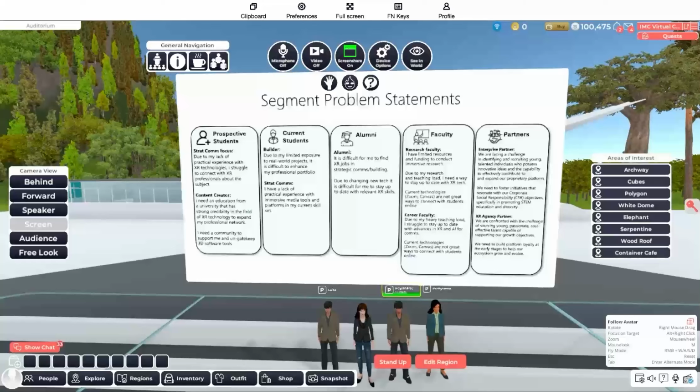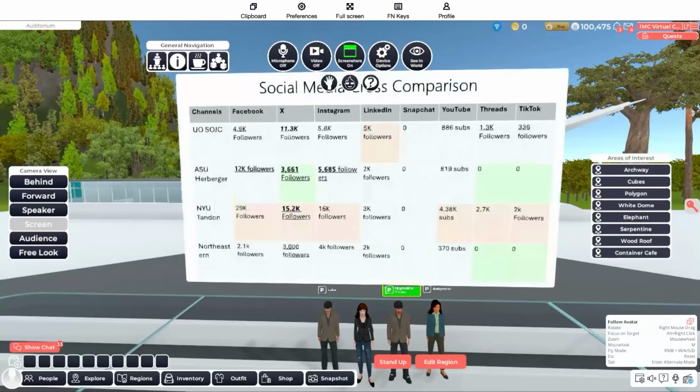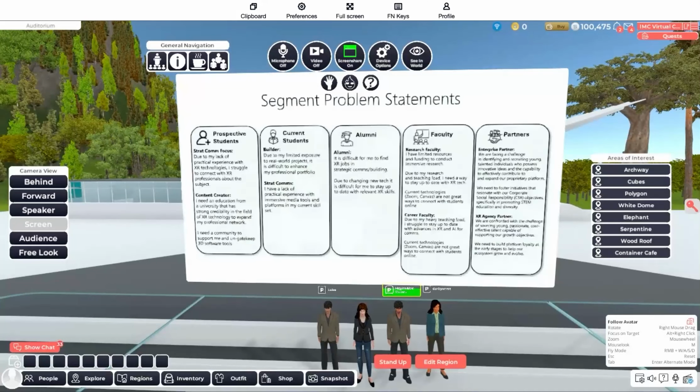The next slide, we have a social media cross comparison, but for time considerations, we're going to skip that. And if you have any questions, we can talk about that after the presentation. And now I'll transition over to Luke, who's going to talk about the segment problem statements.